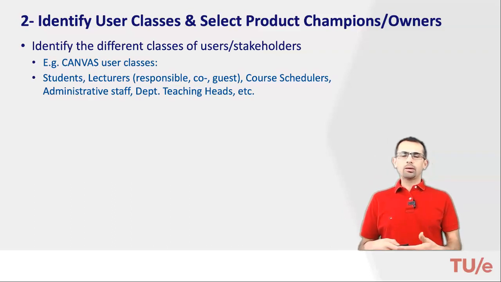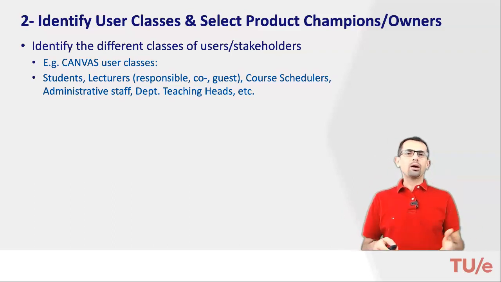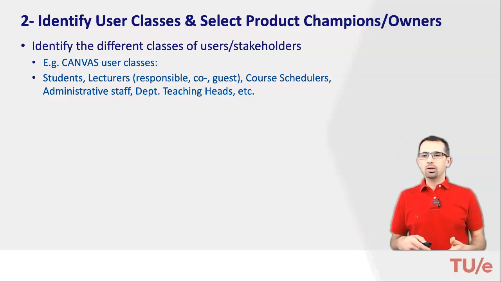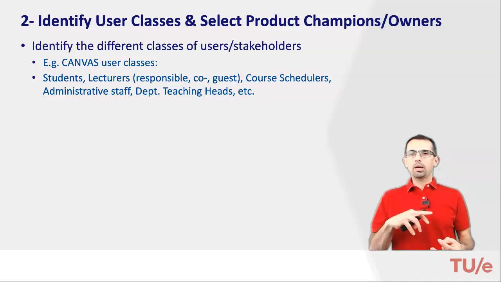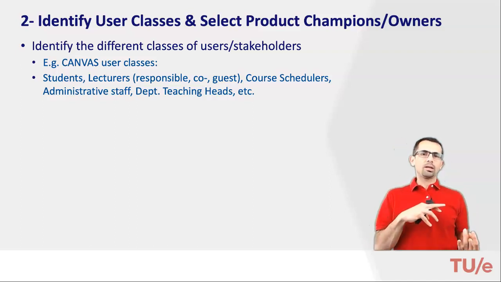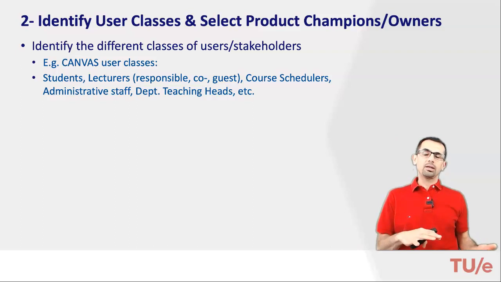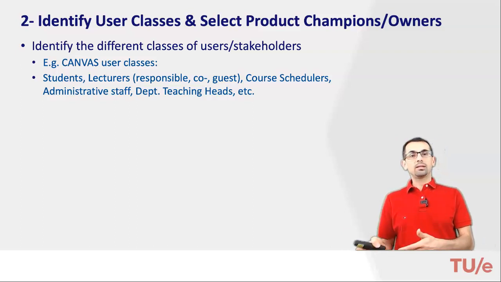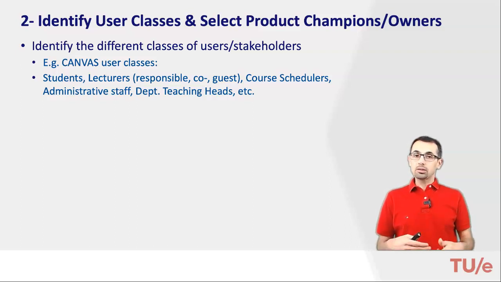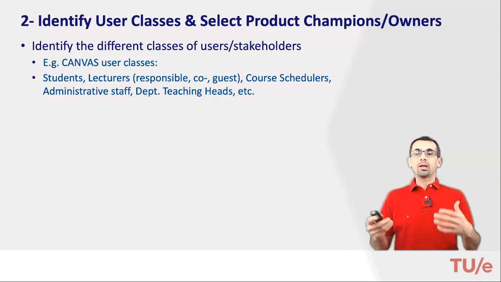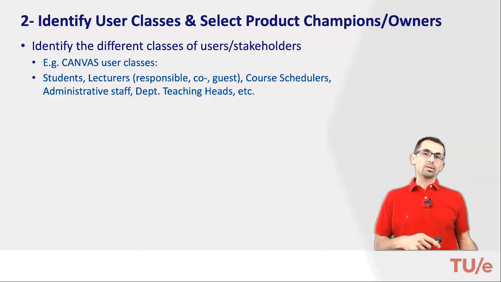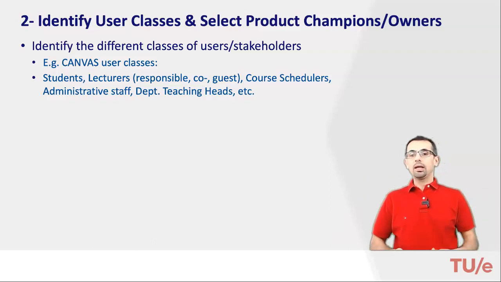So we can talk about the stakeholders. We can think about the Commerce stakeholders, or if you like, user classes. So we can think about students, lecturers, and of course responsible lecturers or guest lecturers, or assistants, research assistants, student assistants who are helping us. These are all different user stakeholders, or different user classes, if you like. Course schedulers, administrative staff, department teaching heads, portfolio holders of education, and so on.